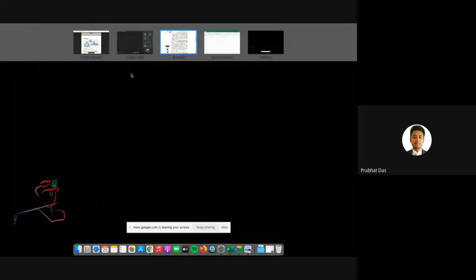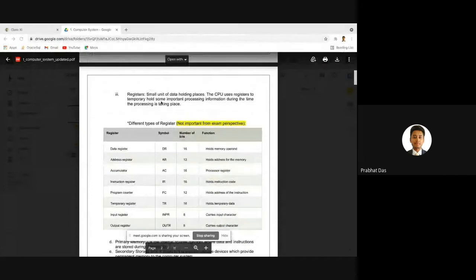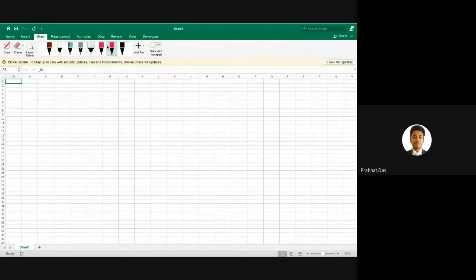So what exactly are registers? Registers are data holding places. If you need to process data, and while processing you need to hold something temporarily, you will hold the data in the register memory. The workflow is as follows. For example, you have a data that needs to be processed. As soon as the user enters the data, it goes to the RAM.